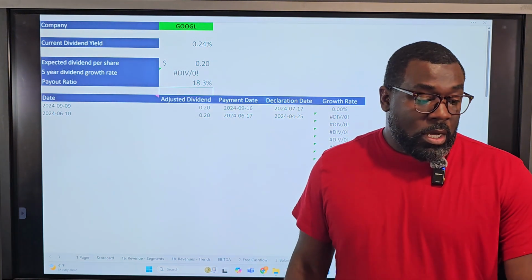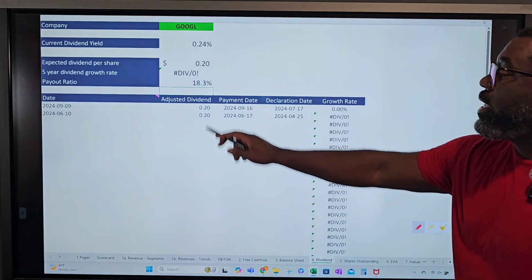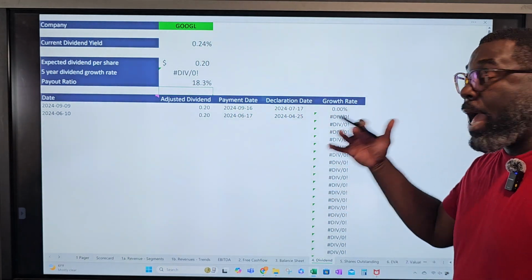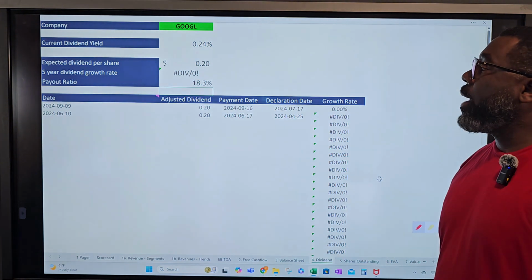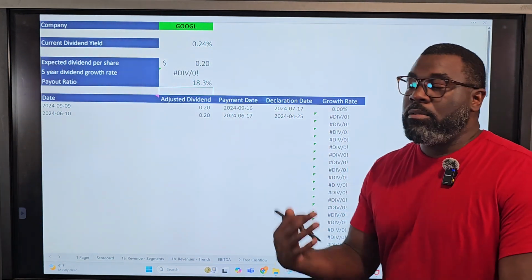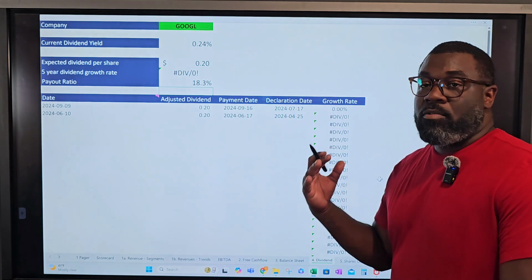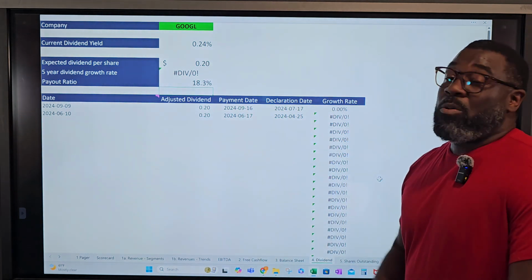So, all right, looking at the dividend, we see that they pay right now 20 cents per quarter. That adds up to 80 cents per year per share. So their payout ratio right now is about 18.3%. So very low. This is a company that has great potential to continue to grow that dividend, as I suspect they will. At what rate?